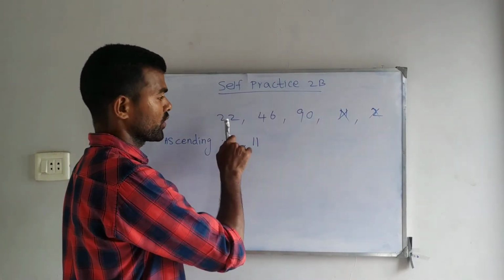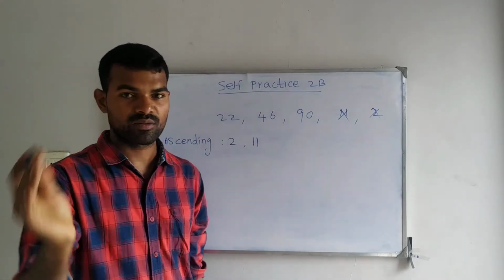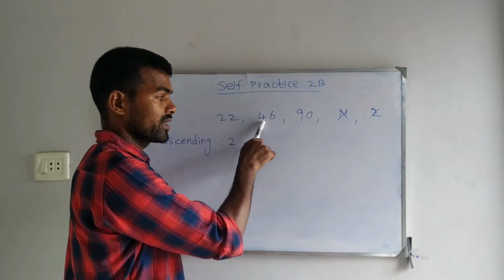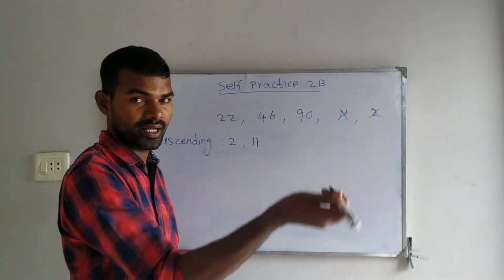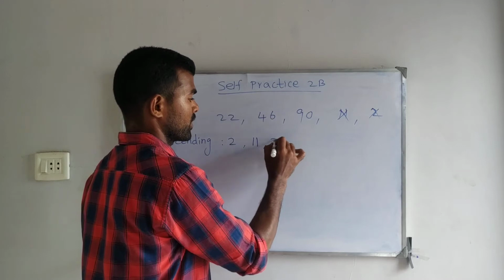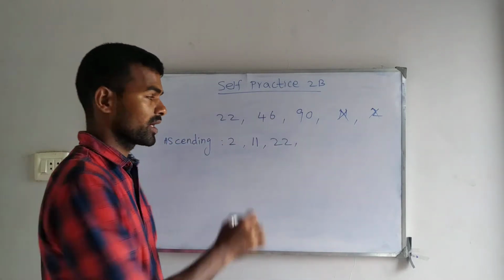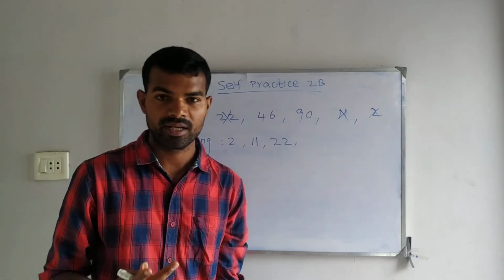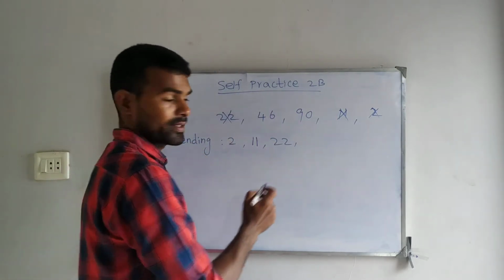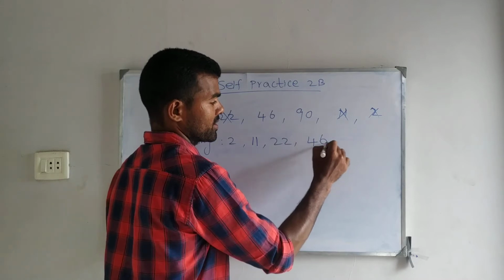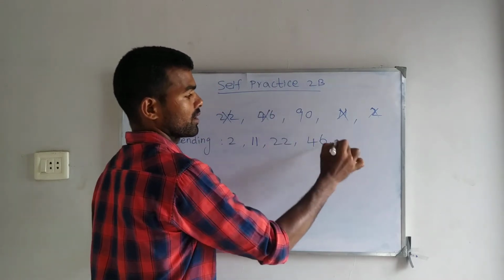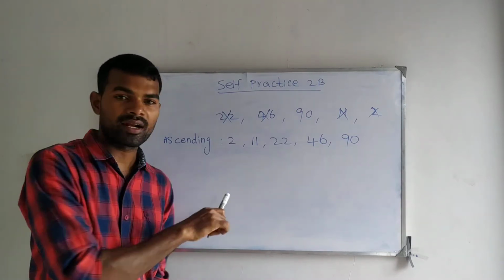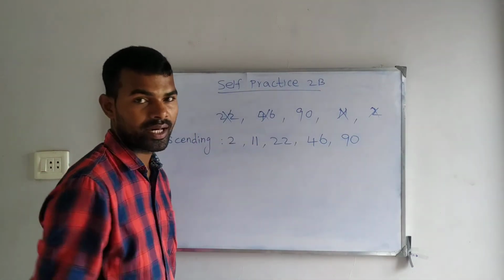See the three numbers 22, 46, 90. The next smaller number is 22. 22 is smaller, 46 is greater and 90 is greater still. So the next number is 22. Now see this 46 and 90. What is smaller among these two? 46 is the smaller, and 90 is the last. So ascending order means we are arranging from smaller to greater.